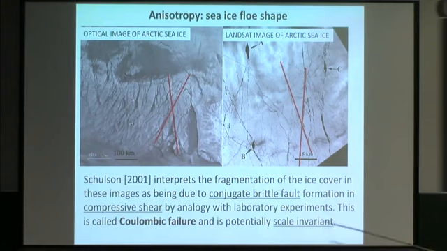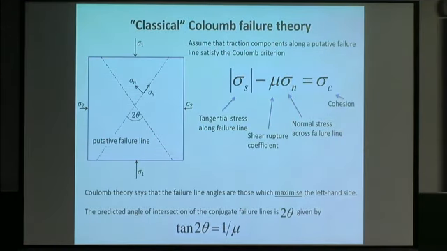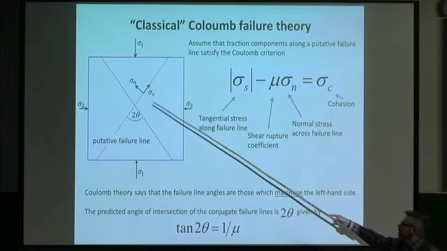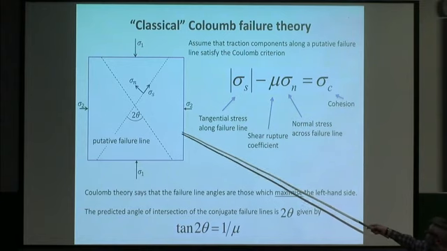And what's interesting is these failure lines are potentially scale invariant. You can see these are different length scales here. Or let's say scale invariant over some range of scales. So just as a quick reminder, and bear in mind I'm not a fracture mechanics guy, this is the sort of naive intuition I have. This is the Coulomb criterion along a putative failure line. So these are the traction components along a failure line. So this is our domain, our material. Let's assume it's homogeneous.